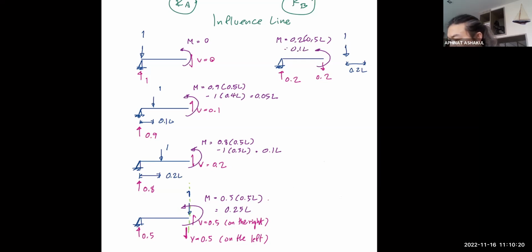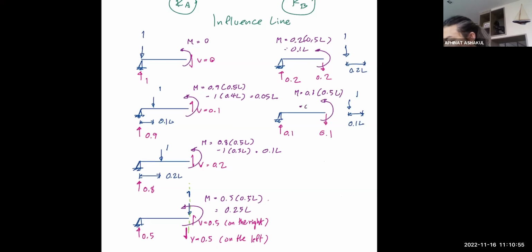And likewise, if I continue to move the load to the location now, only 0.1 L to the support, we have the same situation here where the shear is 0.1 down, and the moment is the positive moment equal to 0.1, sorry, multiplied by 0.5 L. So that's 0.05 L. Okay, and again, everything becomes 0, just like the first picture when the load arrives at support B.